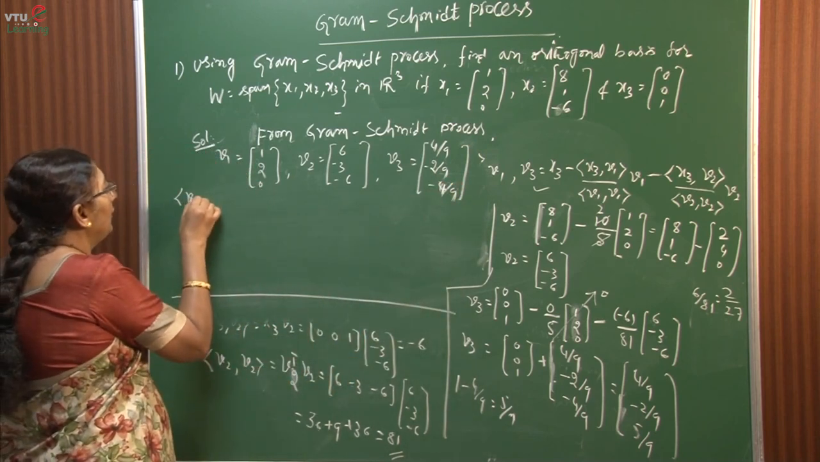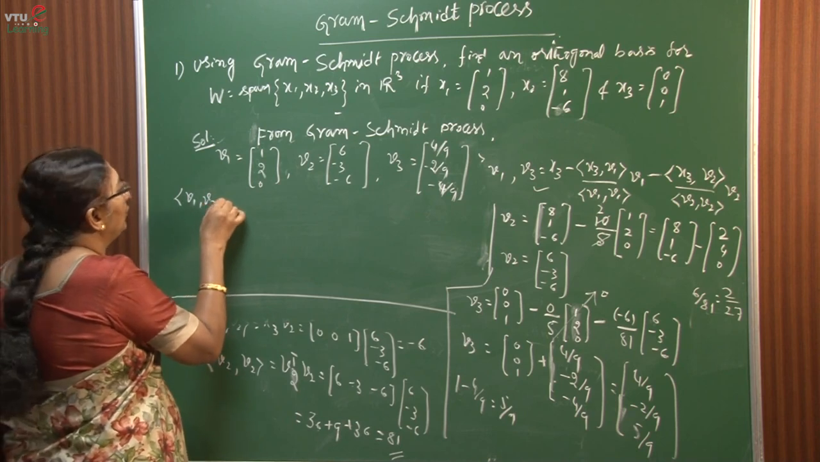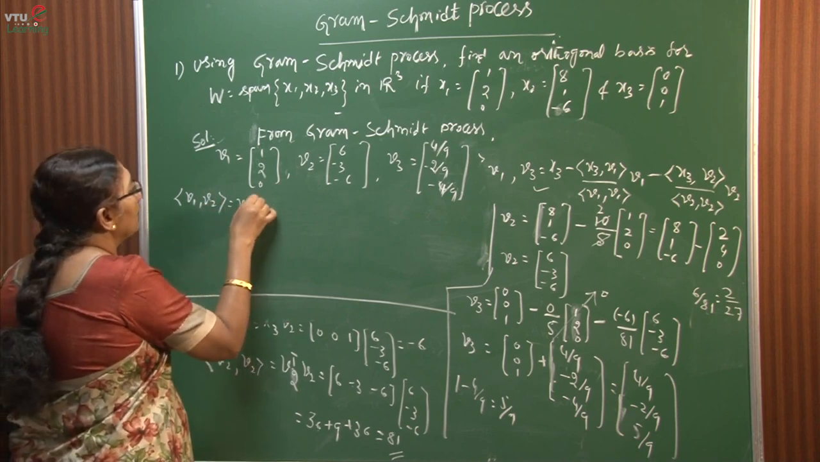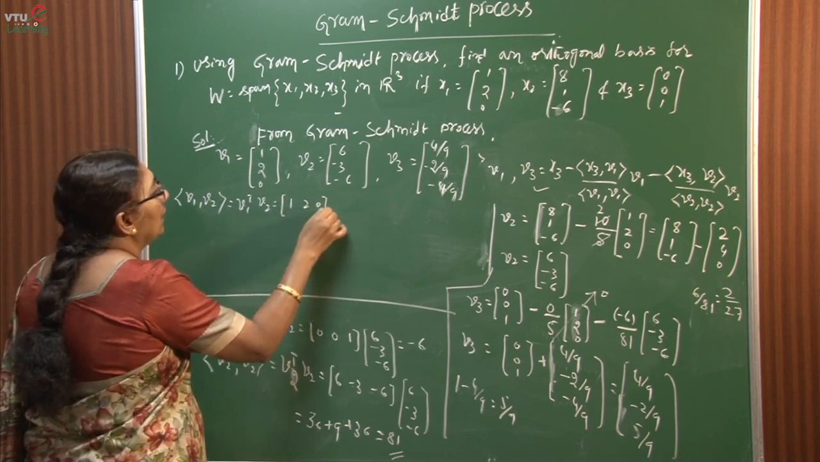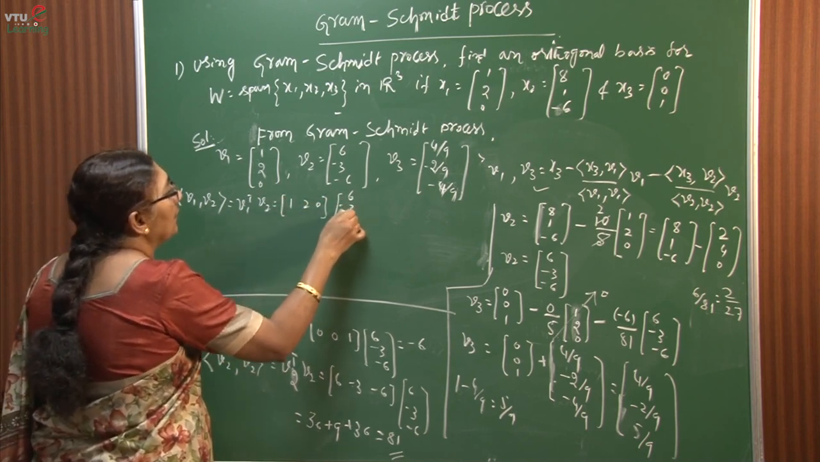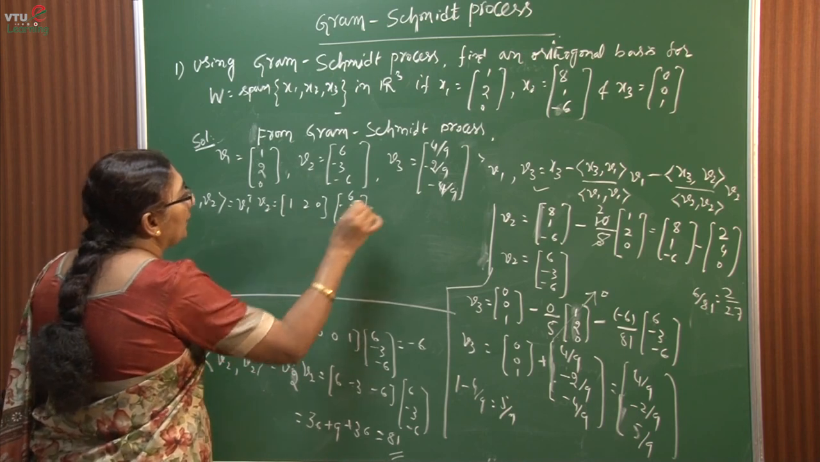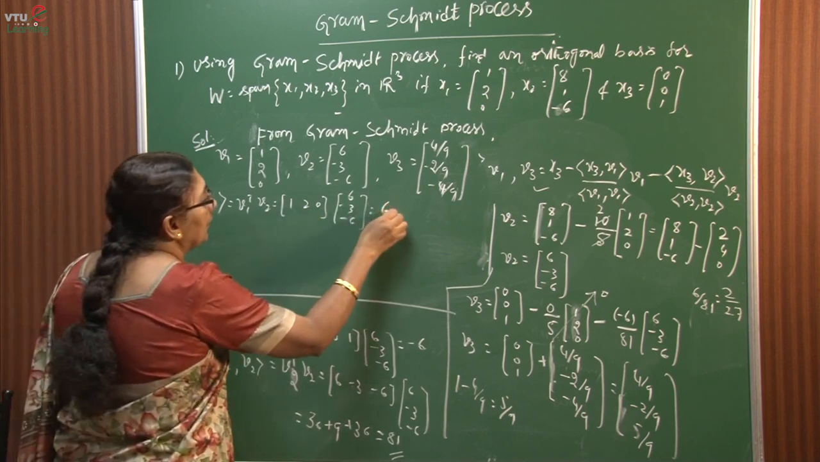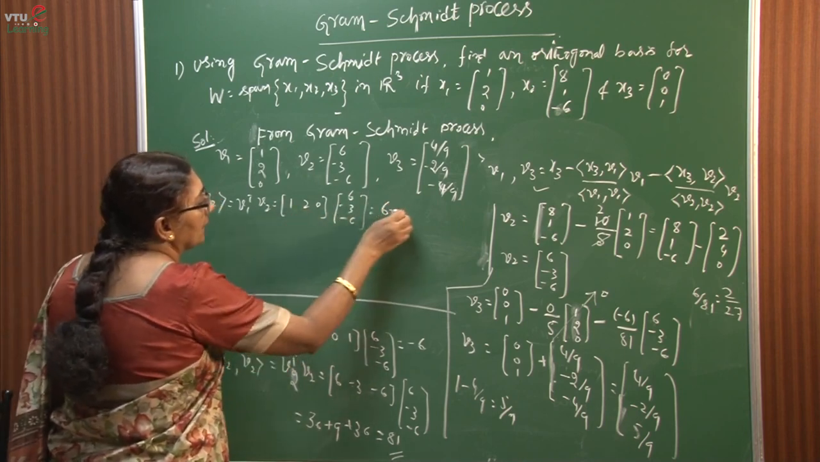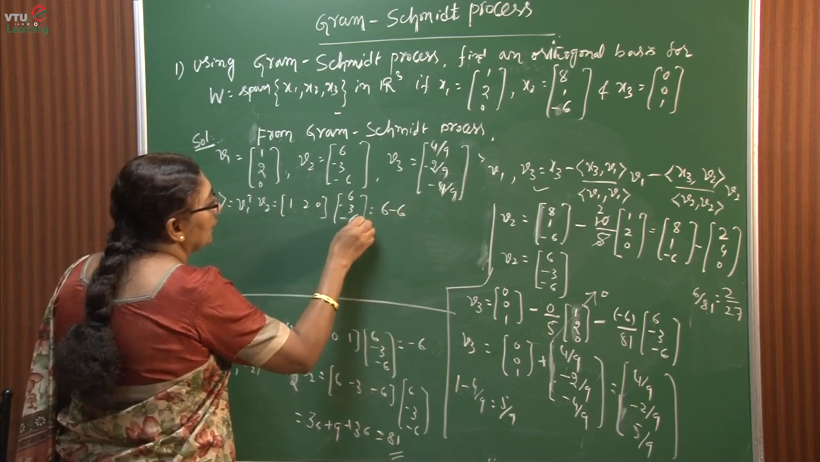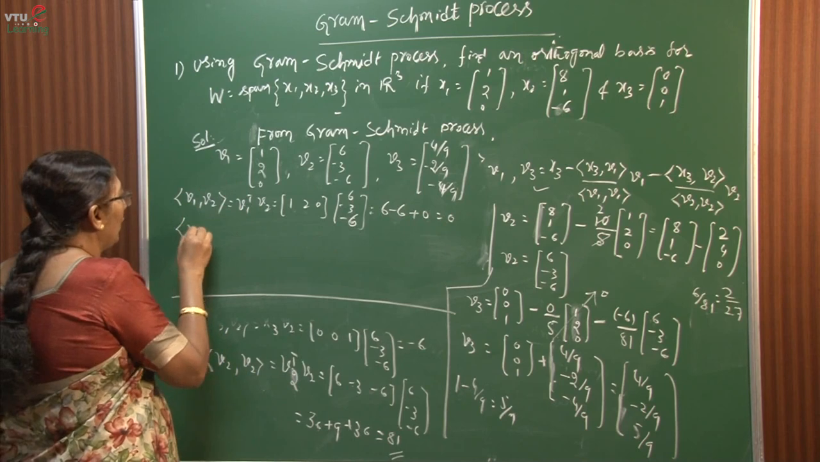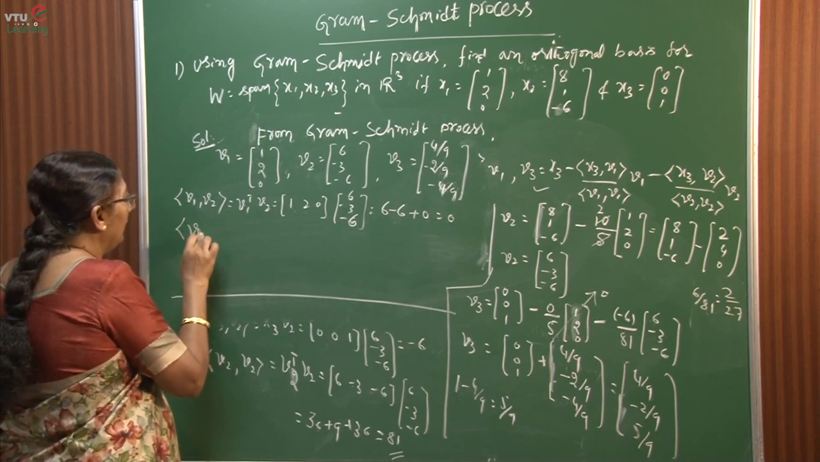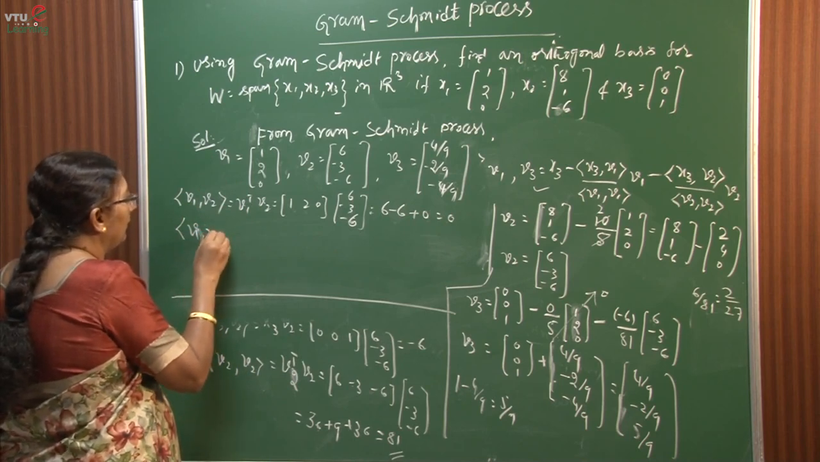Inner product of V1 comma V2. What is that? V1 transpose into V2. V1 is 1, 2, 0 and then 6, minus 3, minus 6. What do we get actually? 6, 3 2s are minus 6, minus 6, but 6 into 0 is 0. Then we get 0.